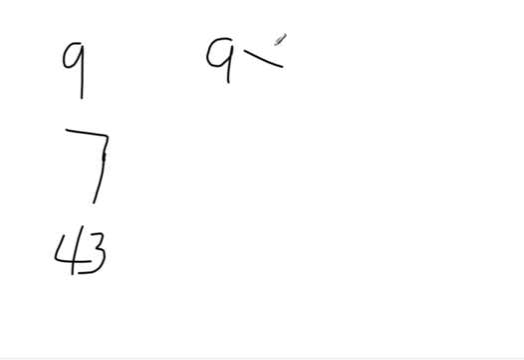Let's move on and use our same numbers, 9, 7, and 43. So if I did 9 times 100, using that same trick, I already know that 9 times 10 is 90. If I add one more 0, my answer is 900.